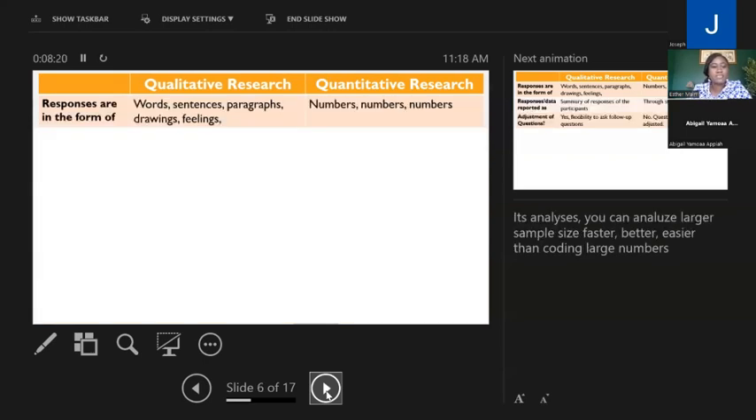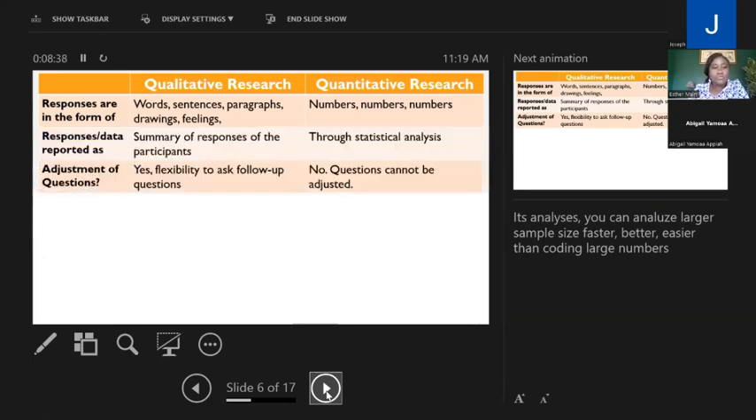Another set of differences is, obviously I've said this already, the format in which the responses come. It comes in words, feelings, expressions of the participants when you're looking at qualitative research. And then for quantitative research, ultimately it's coded in numerals, all right? And then also the data or the responses you get from your participants are summarized pretty much close to what the participants said when you're looking at qualitative research.